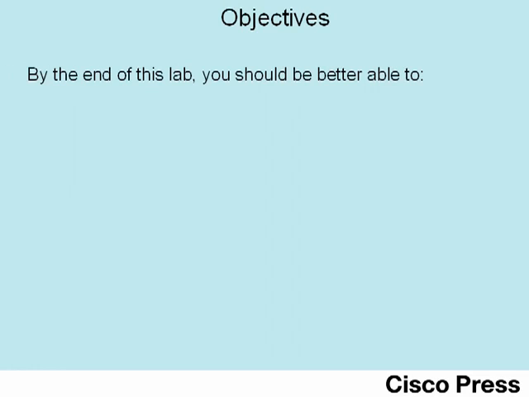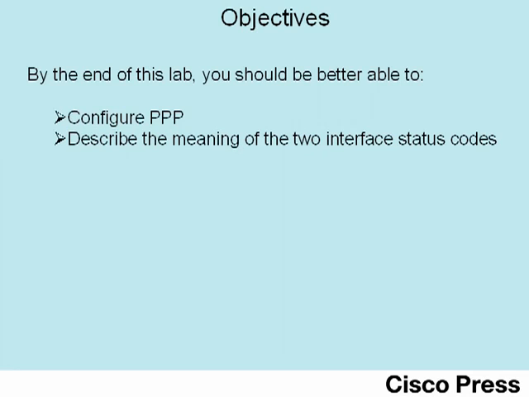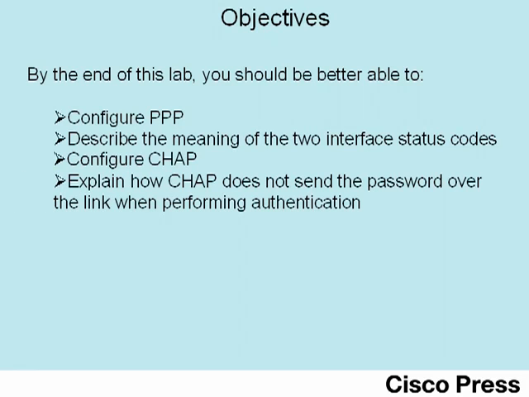There are four main objectives you can achieve by watching this lab. First, you'll be better able to configure PPP, as well as better describe the meaning of the two interface status codes. You'll also learn how to configure CHAP, and in particular you'll see how CHAP does not send the clear text password across the link when authenticating a link.